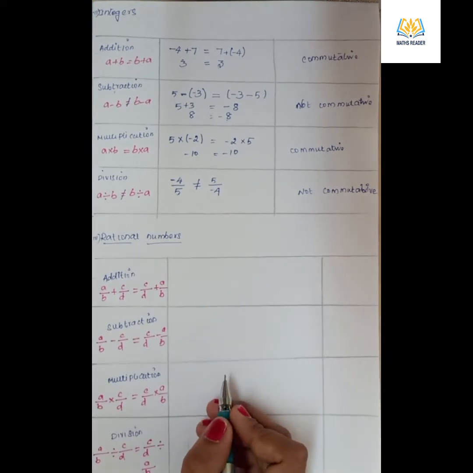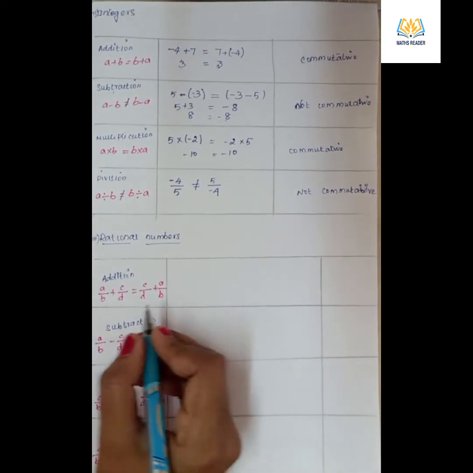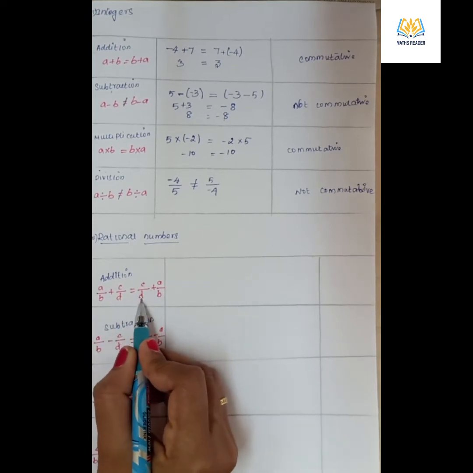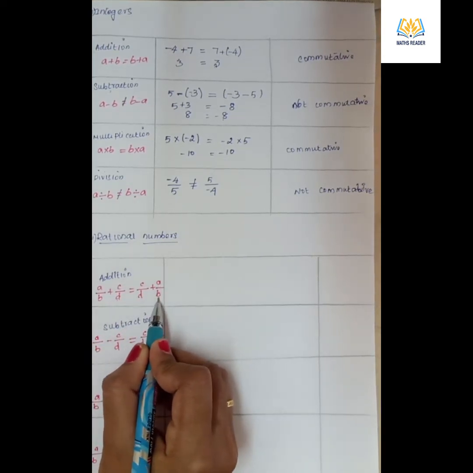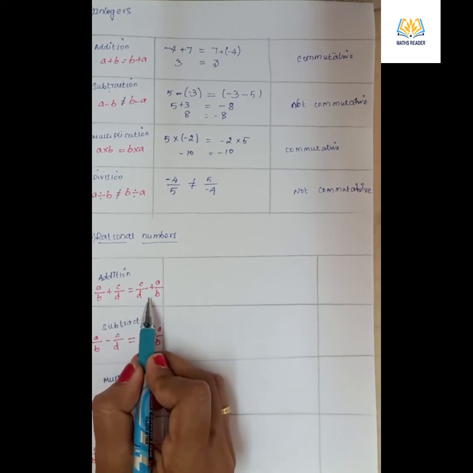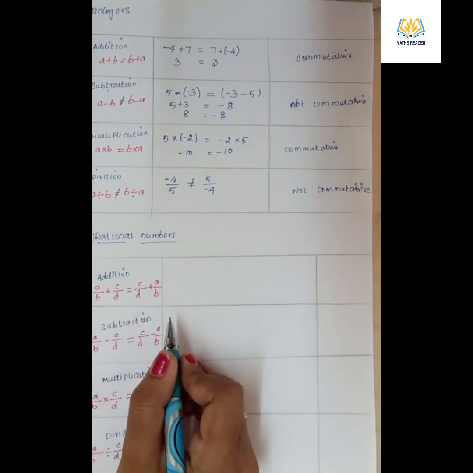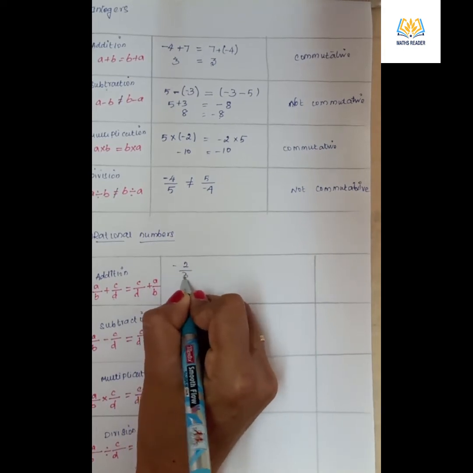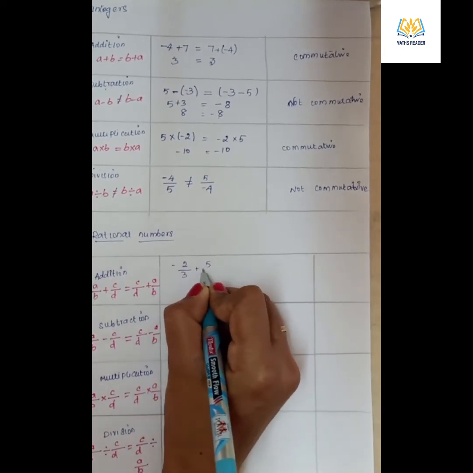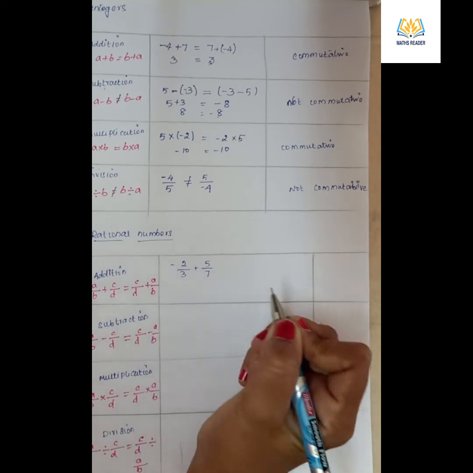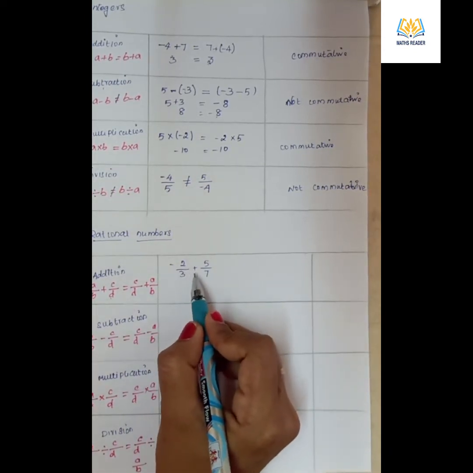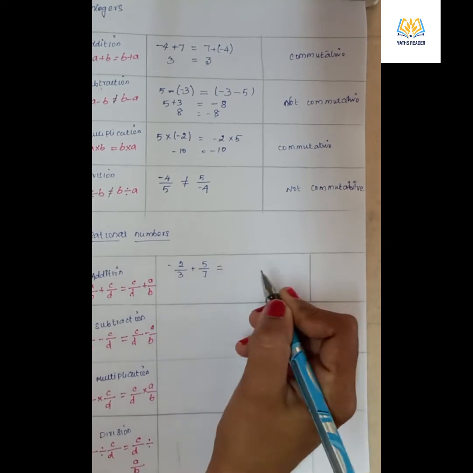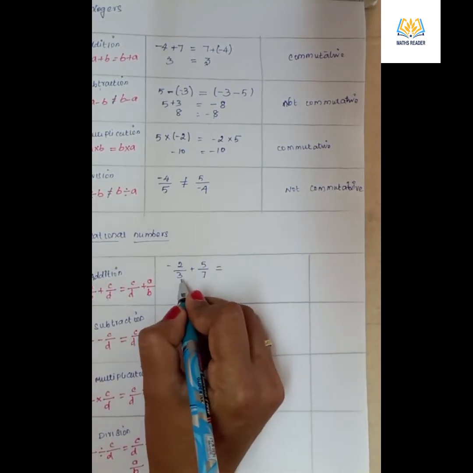Next we will check for rational numbers. For addition, a/b plus c/d is equal to c/d plus a/b. We should get the same answer if we change the order. So let us take minus 2/3 plus 5/7. This is a/b plus c/d, and we will get the answer.